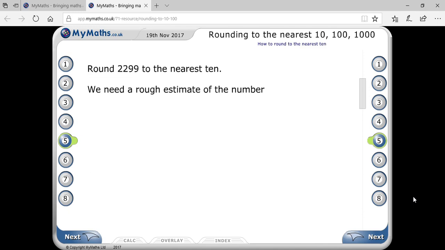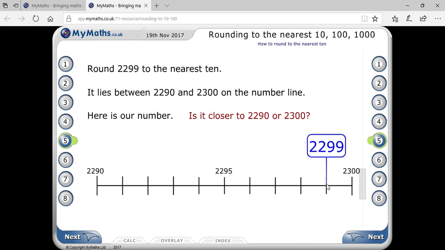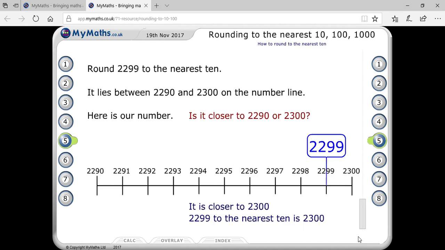Oh, beta, why are you taking time? Just see the nearest 10. So 2299 to the nearest 10 is 2,300. Sorry, yes, that's right. No problem, beta, I understand that you are understanding. You can see that they are saying nearest 10. So that means you have to place your number between 2,290 and 2,300, and it will be here, where you are seeing my cursor now. You can see that 2299 is a little bit close to 2300, so that's why your answer will be 2300.